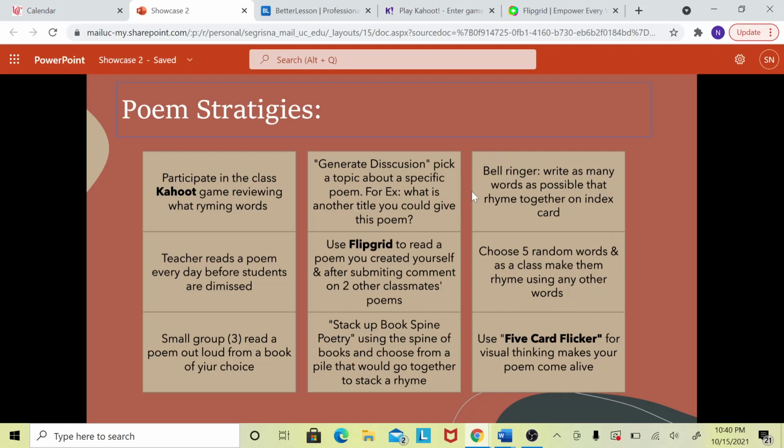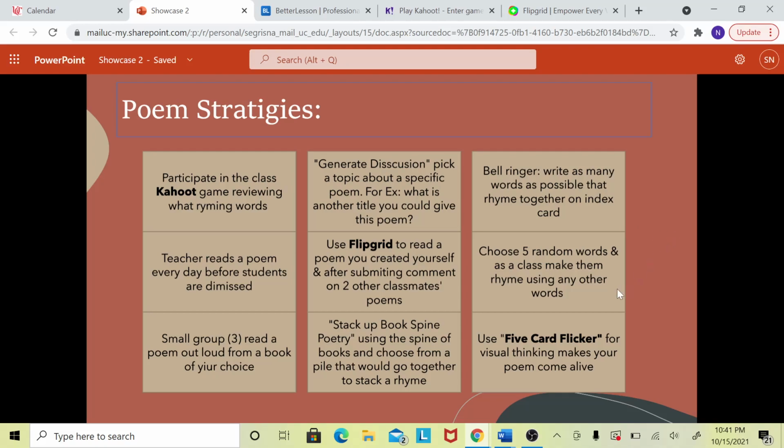All right, another one is bell ringer. Write as many words as possible that rhyme together on index cards. You could just time it for like 3 minutes as a little warm-up to get them going for the day, for the class, of what they're expected to do for that class.